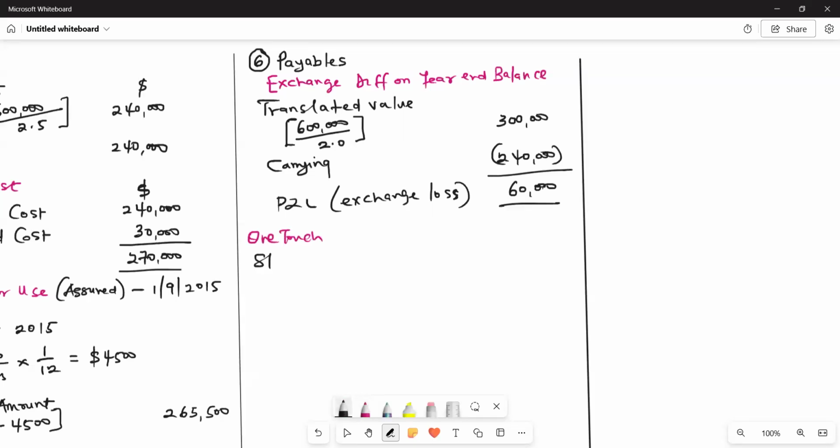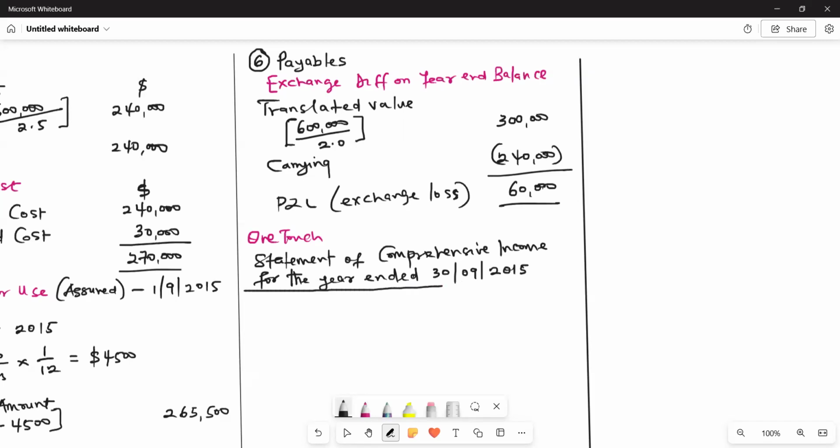Okay, so the name is Onetouch, right? Statement of comprehensive income for the year ended 30th September 2015. So profit or loss?